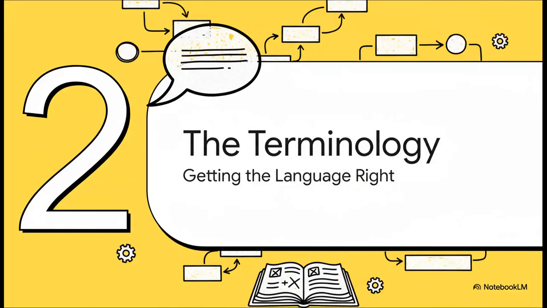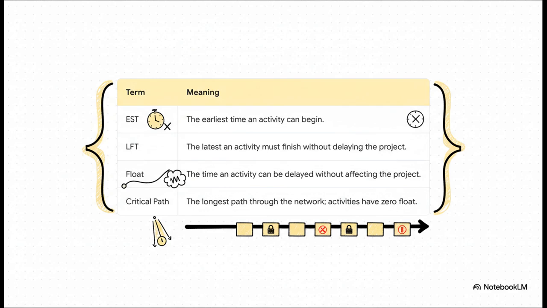Now, to really get CPA, you've got to speak the language. And getting these terms right isn't just about understanding the topic. It's absolutely vital for writing those high-scoring answers in your exam. Right, this slide is basically your go-to revision summary. So EST and LFT, they're like the bookends for any task. Float is the fun one. That's your wiggle room, your spare time. And the critical path, well, that's the main event. It's the one sequence of tasks where there's absolutely no wiggle room at all.